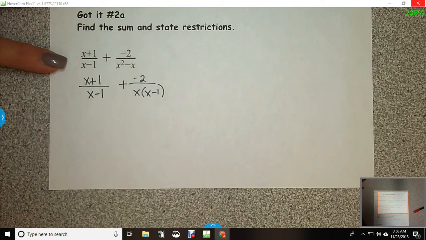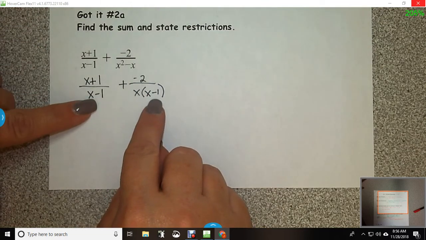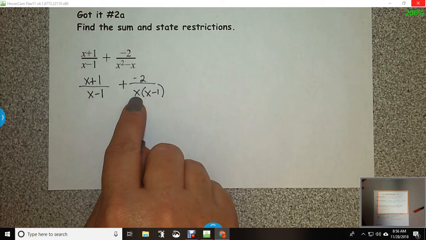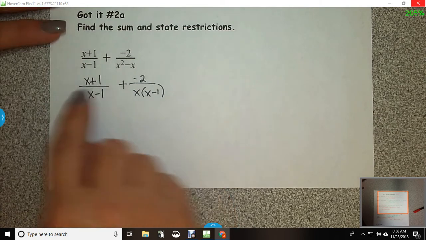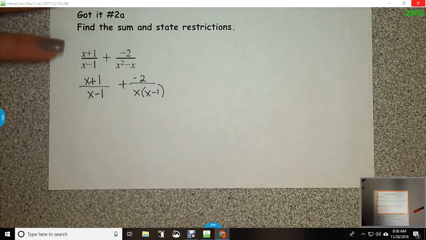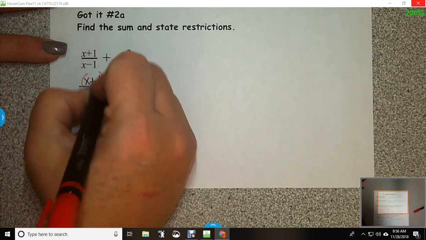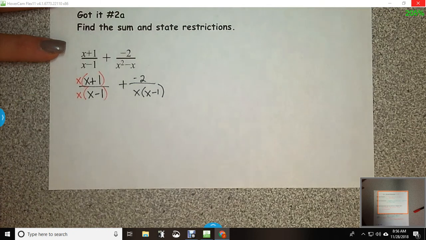So now that I've got it factored, I need to find a common denominator. Well, both already have an x minus 1. This x here is the extra part. I need it over here. So what I have to do is take this fraction times x. If I do it to the bottom, I have to do it to the top.